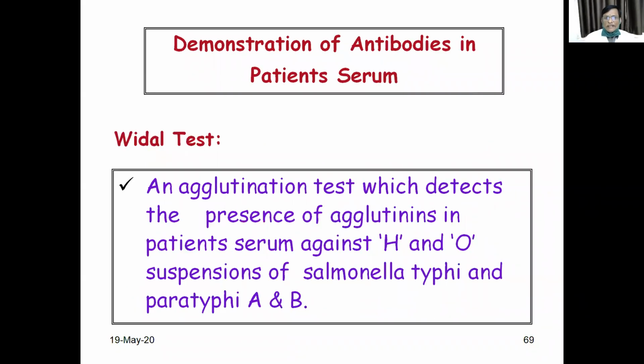Now, demonstration of antibodies in the patient serum. I already told you in the indirect methods, demonstration of antibodies in patient serum is cheaper, very easy, and very quick. Such a test in enteric fever is the Widal test. This is an agglutination type of test which detects the agglutinins or antibodies against H and O of Salmonella Typhi, Paratyphi A and Paratyphi B. We are not including Paratyphi C, I told you, it is very, very rare.